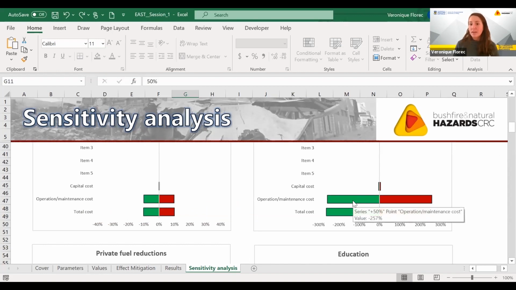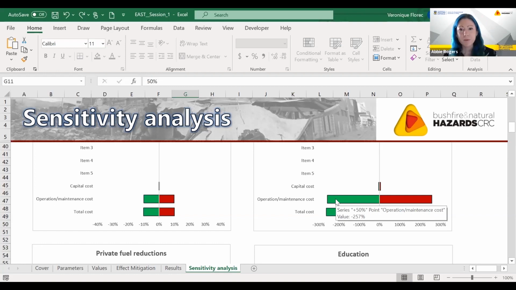Yes, if you have good data and you're 100% sure, well, I don't know if you can ever be 100% sure about any operational maintenance cost for prescribed burning. But if you have good information on this particular item and you're confident that the information you source is good and reliable and is not going to change much, then you can have confidence in the results. Abbie, would you like to add something?